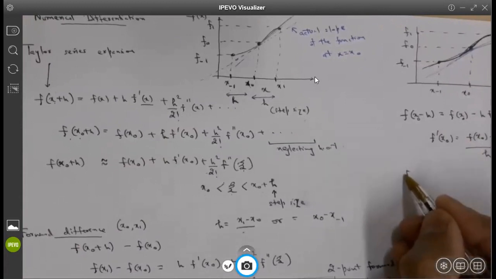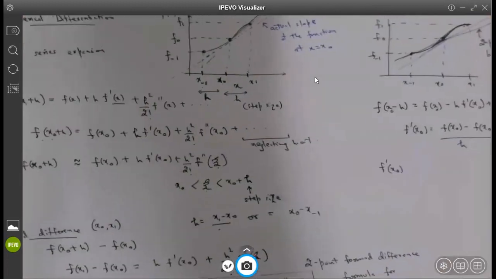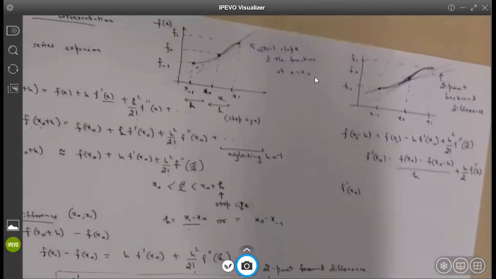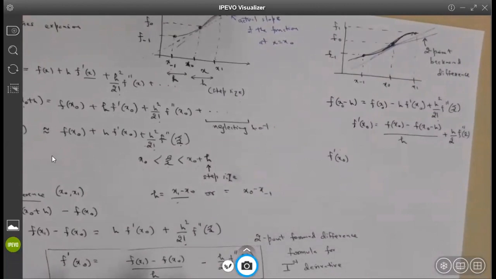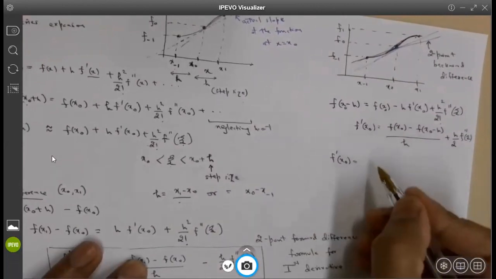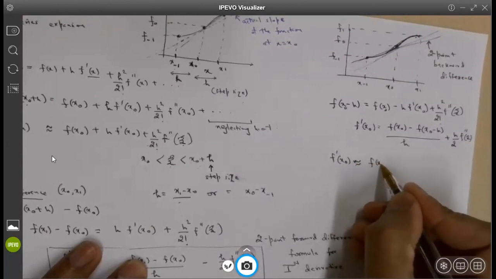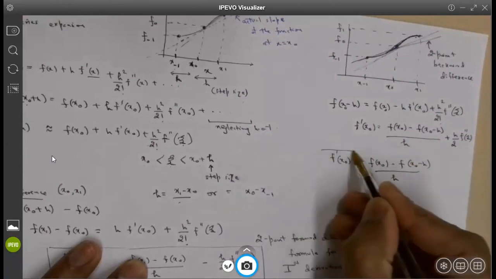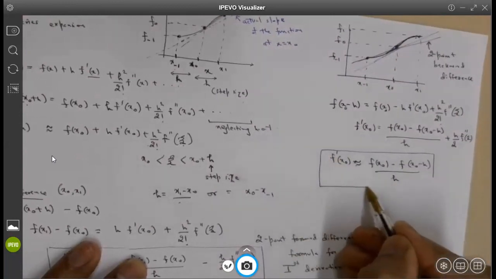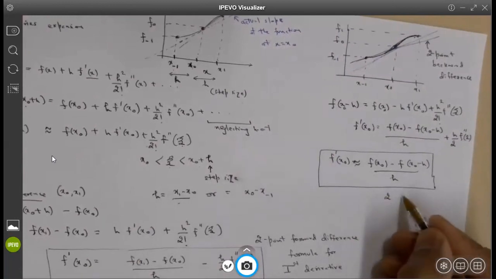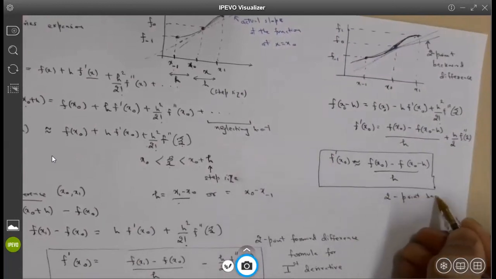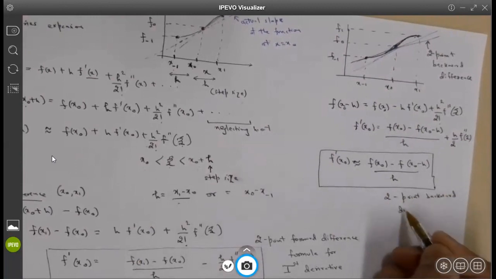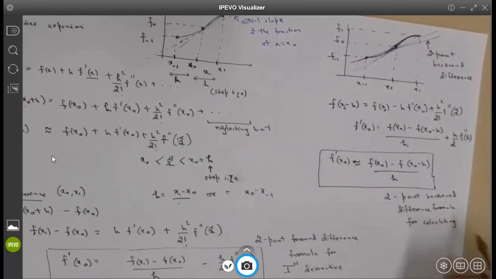So the approximation of my first order derivative, f prime of x naught, can be written as f of x naught minus f of x naught minus h, divided by h. So this is the 2-point backward difference formula for calculating the first derivative.